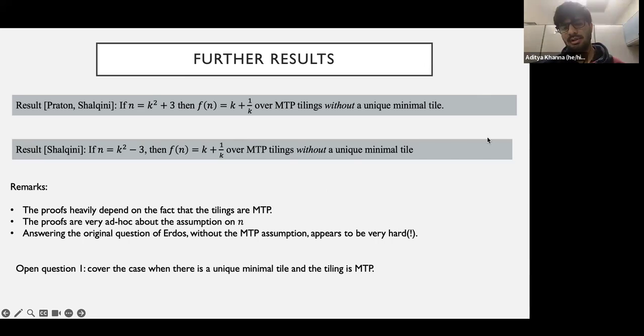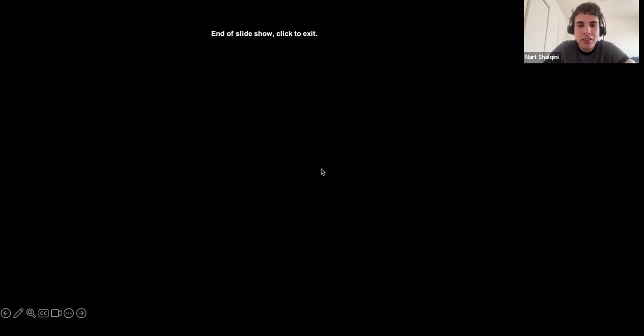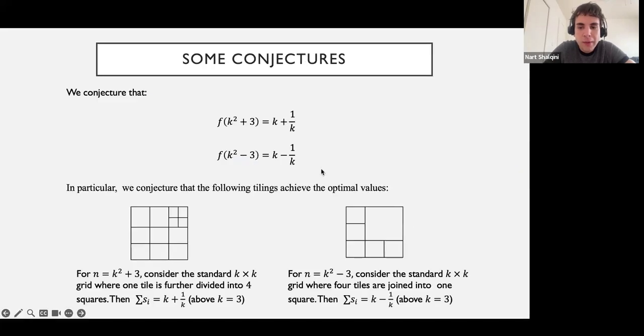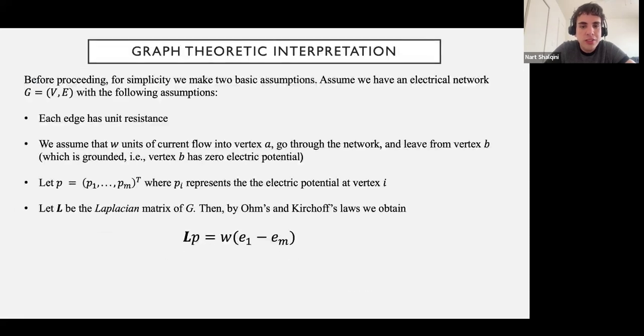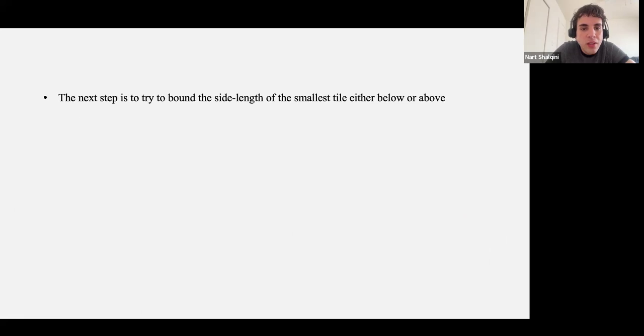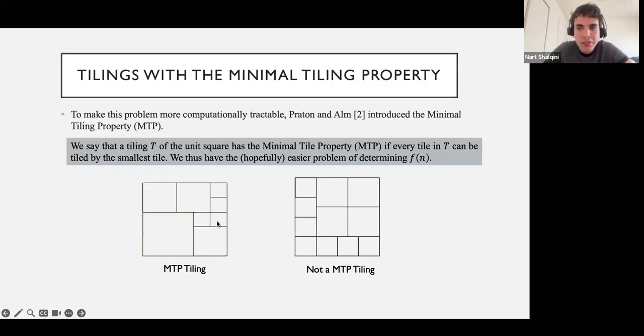By the unique minimal tile, you mean there are 2 tiles of the same size, right? Yes. So without a unique minimal tile, there is at least one other tile of the same size. Let's see if I have an example here. For example, this has 4 smallest tiles. It doesn't have a unique minimal tile.